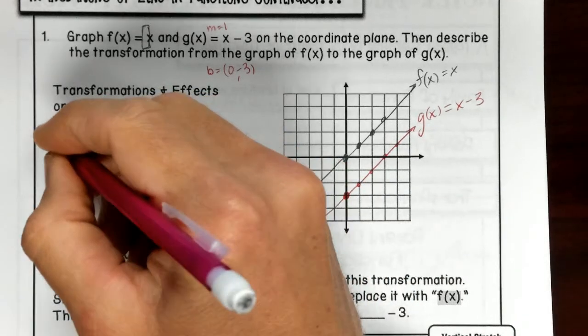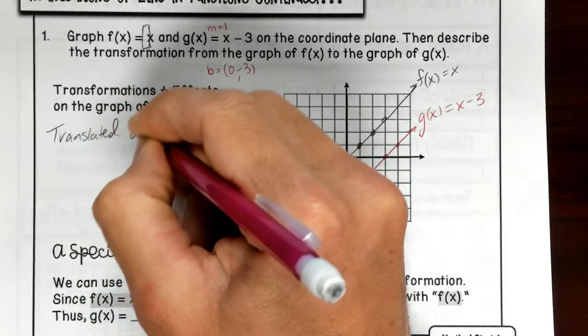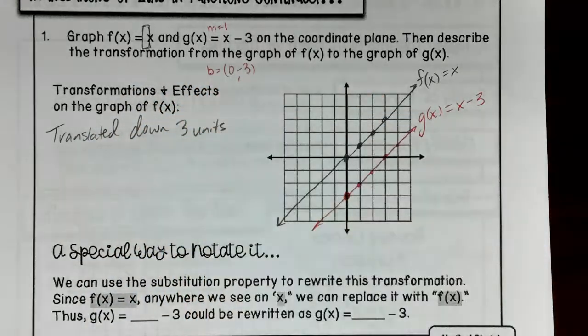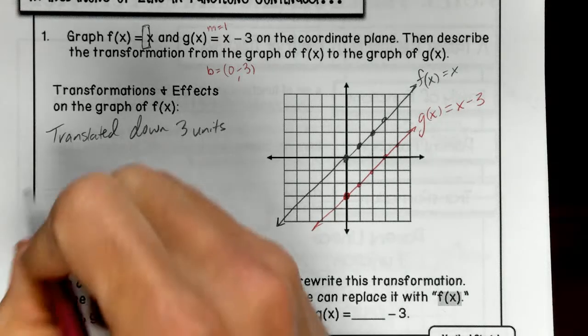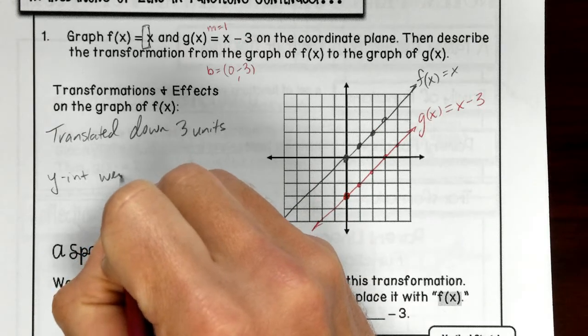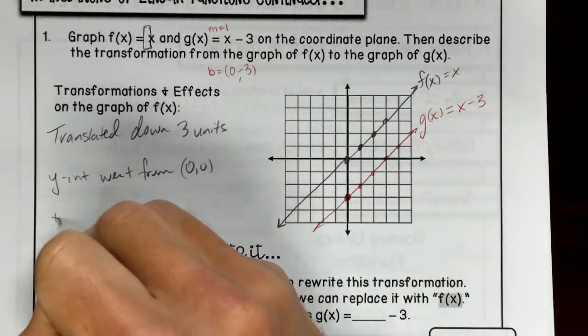Okay, so we say we translated it down 3 units. Again, the slope didn't change. Those two lines are parallel. They have the same slope. But I moved it down 3 units. I translated it down 3 units. So the y-intercept went from 0, 0 to 0, negative 3.